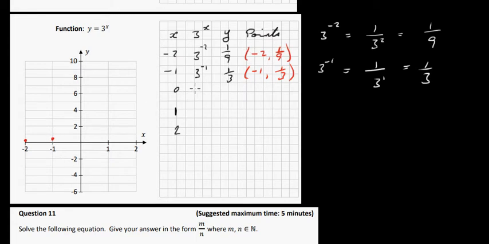Now let's put in 0. So 3 to the power of 0. Well, anything to the power of 0 is just 1. So we have 0, 1. So that's going to be here.